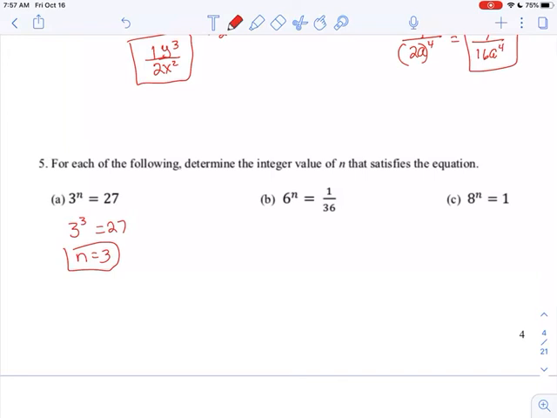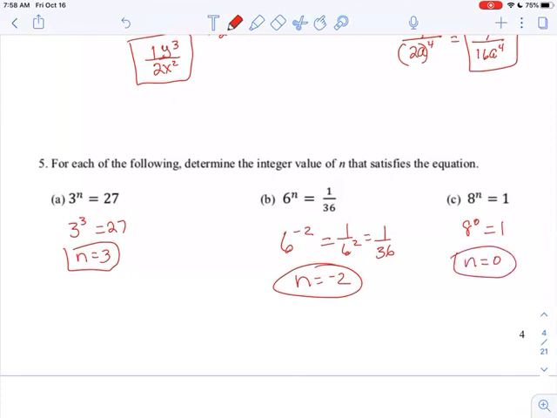6 to what power equals 1 over 36? Well, it's a fraction, so it must have been a negative exponent. And how am I getting 36? Well, 6 times 6 is 36, so n must have been negative 2. Okay, so this would be this, which was that. So n is negative 2. So this is leading up to stuff that we're going to do in class tomorrow to practice. And 8 to what power equals 1? 8 to the 0 power equals 1, so n equals 0.